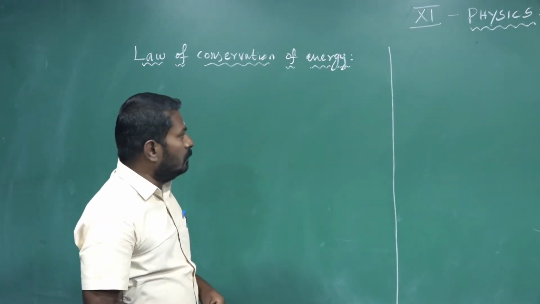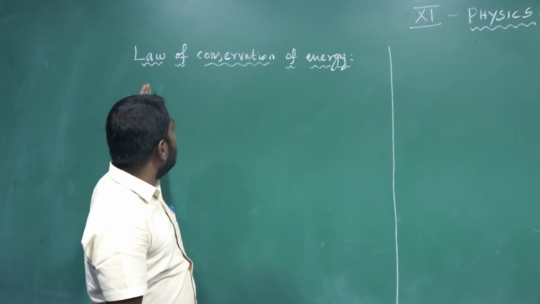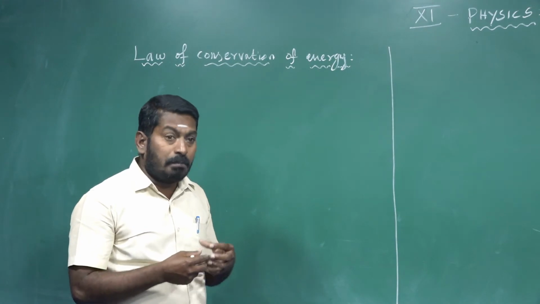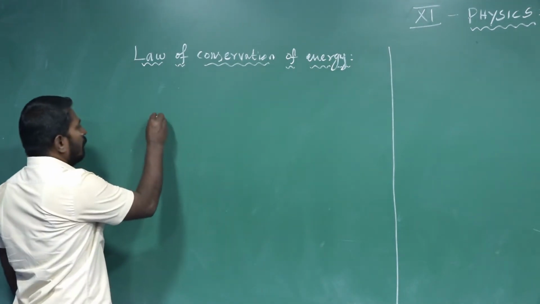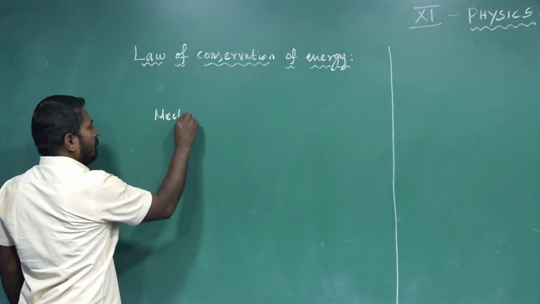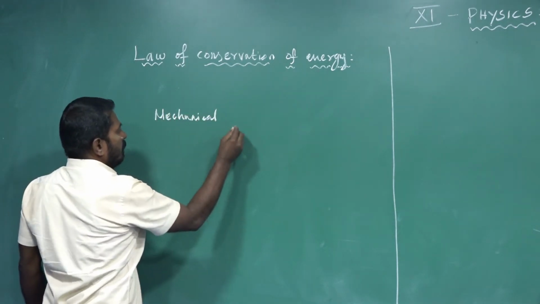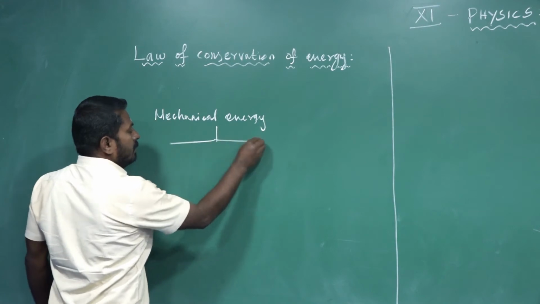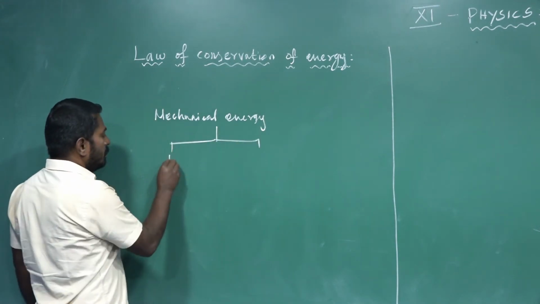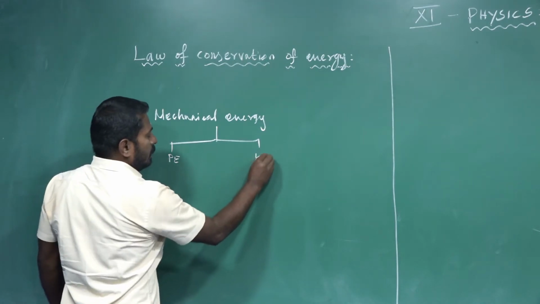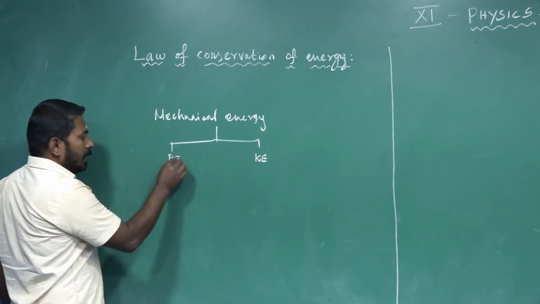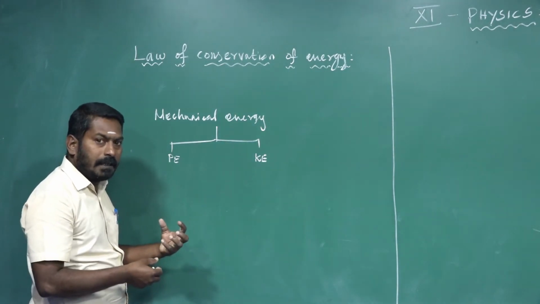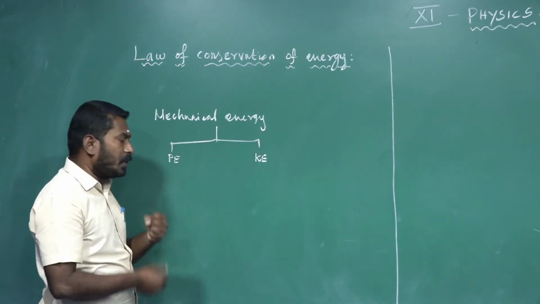See, mechanical energy. Before going to the topic law of conservation of energy, first we need to know the concept of mechanical energy. Mechanical energy is classified into two types. One is potential energy, another is kinetic energy. One kind of potential energy is gravitational potential energy, which is gained by a body due to gravitational force.